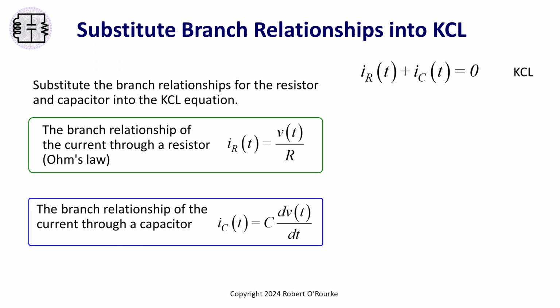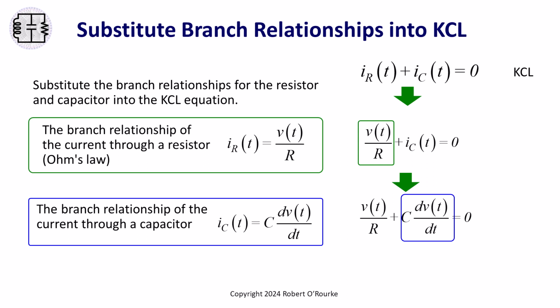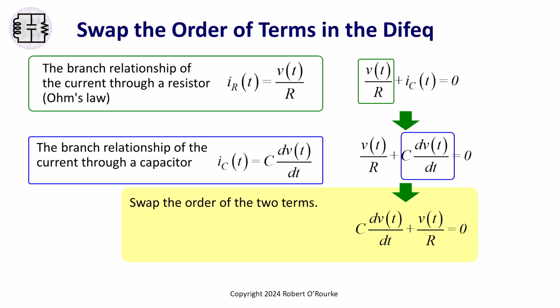The next step in the derivation is to replace the two current functions in the KCL equation with the current branch relationships for resistors and capacitors. The branch relationship for a resistor is Ohm's law. The branch relationship for a capacitor is the capacitance C multiplied by the time derivative of the voltage across the capacitor. Next, change the order of the two terms so that the derivative term is first on the left.